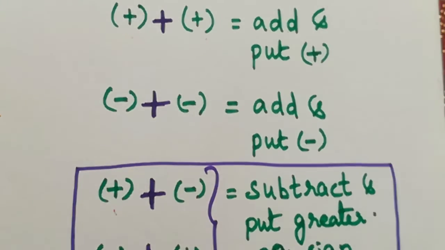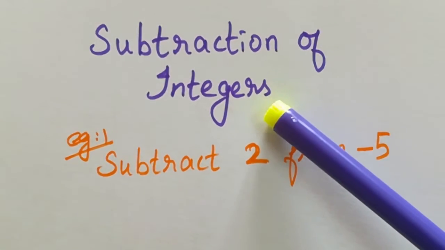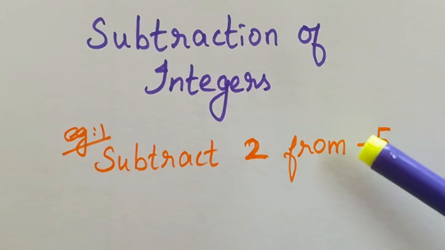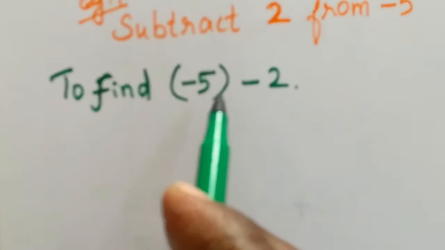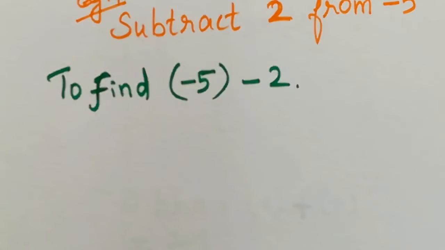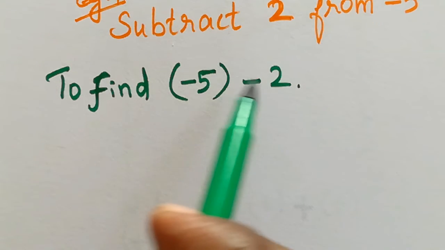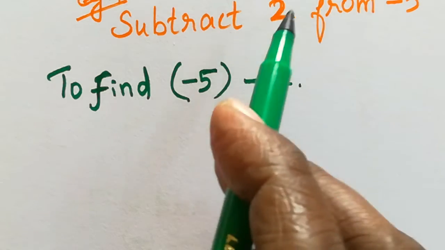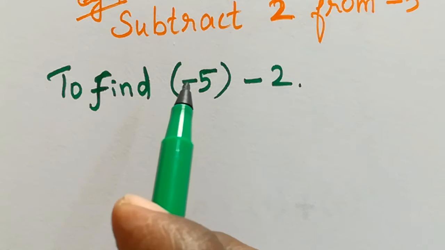Thank you, children. Now we are going to see subtraction of integers. Let us see the first example. Subtract 2 from minus 5. We have to find minus 5 minus 2. We are going to take 2 from minus 5. So that's the question, isn't it?